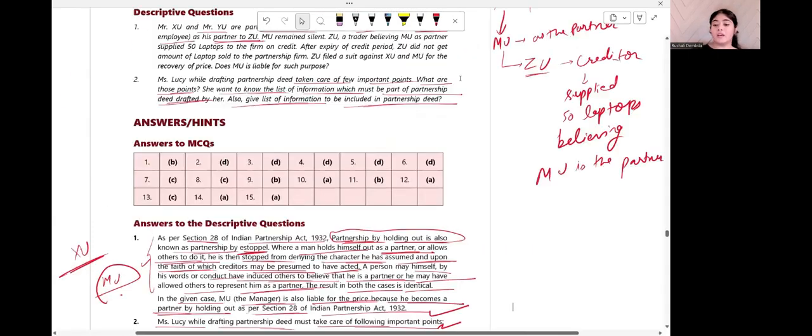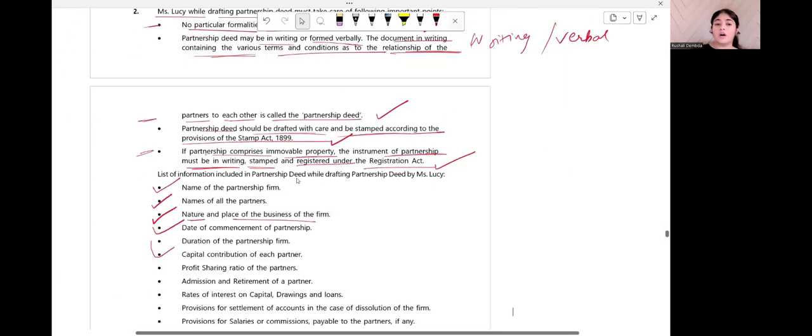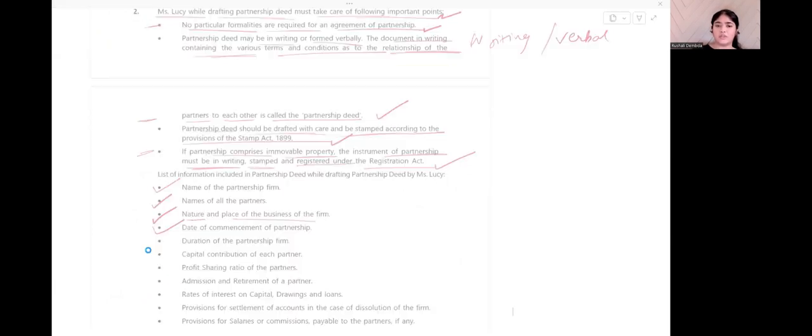Then you will also be mentioning what type of business you are doing, what is the profit sharing ratio, that also you need to mention. Okay, if admission happens, what are the terms and conditions? If retirement happens, what all terms and conditions will be followed? What is the rate of interest on capital, on drawings, on loans from partners? All these things you have to mention. Okay, any 6-7 points you should remember. That's it. Not much required from you people. Not much expected over here.